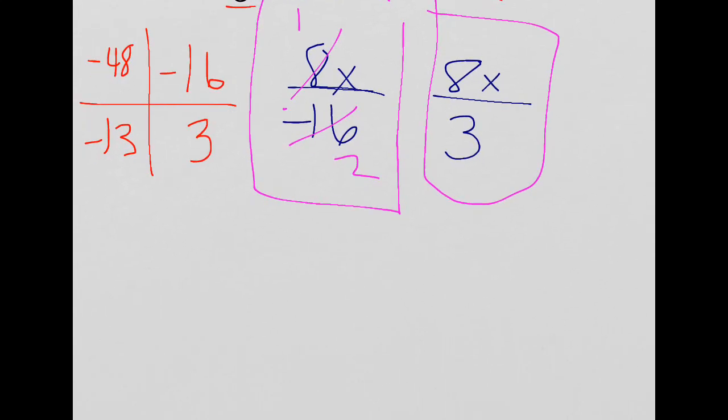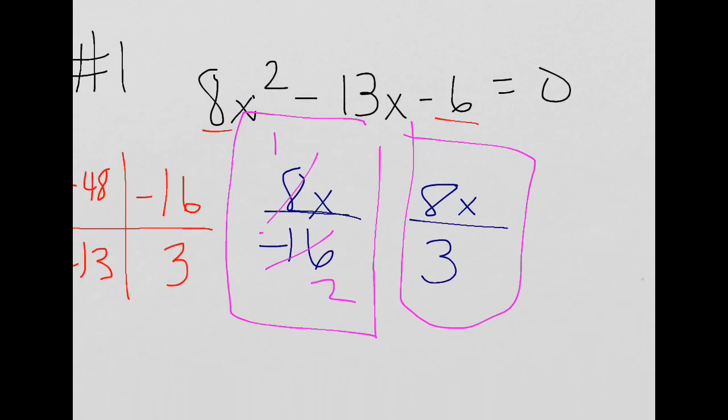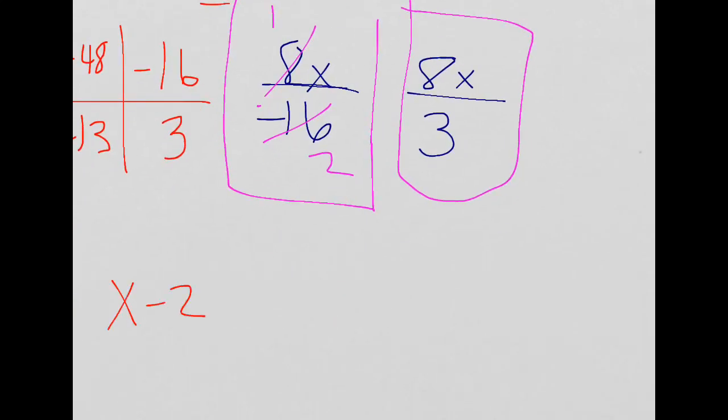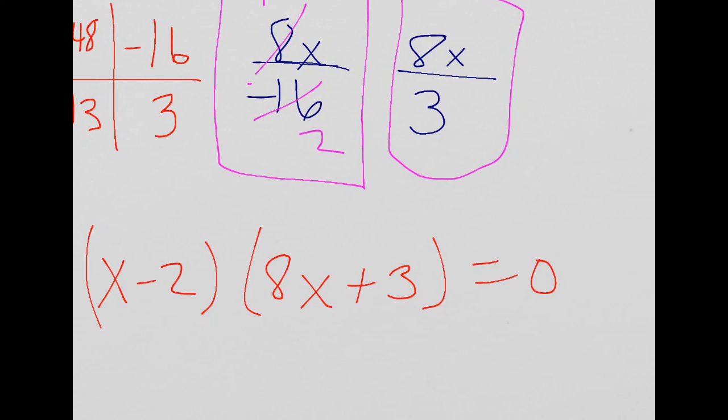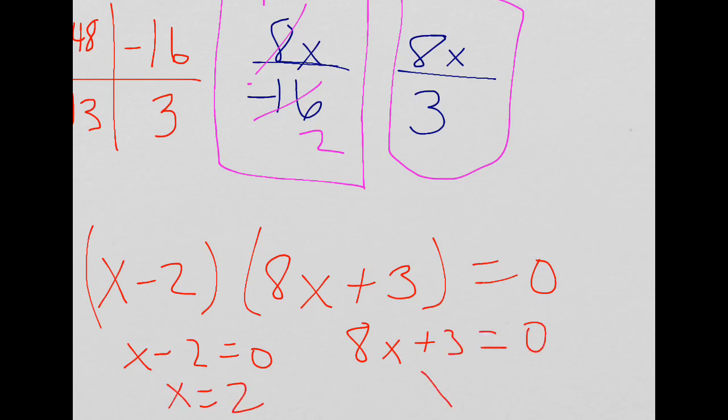So now our parentheses are going to be x minus 2 and 8x plus 3 equals 0. This problem will tell you to solve for x. All you've got to do to solve for x now is set each of these parentheses equal to 0. X minus 2 equals 0 and 8x plus 3 equals 0. So here x would be equal to 2. Here x would be equal to negative 3 over 8.